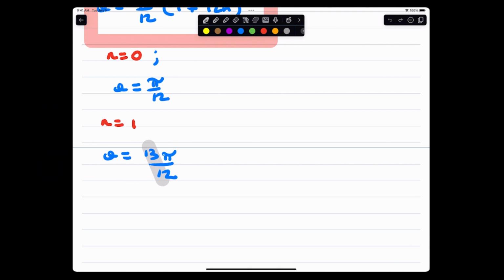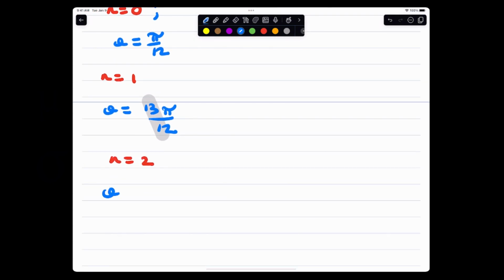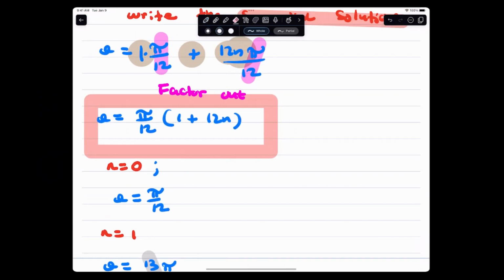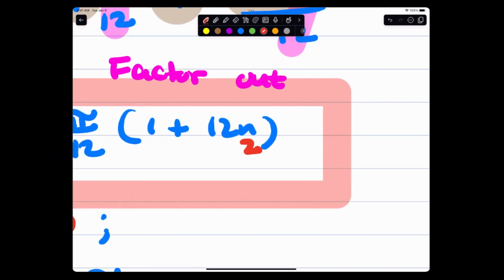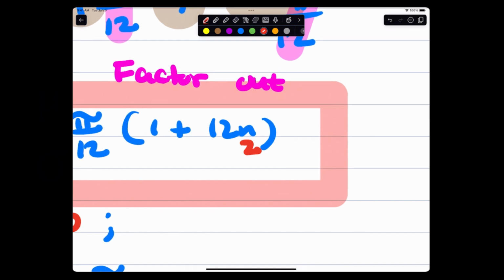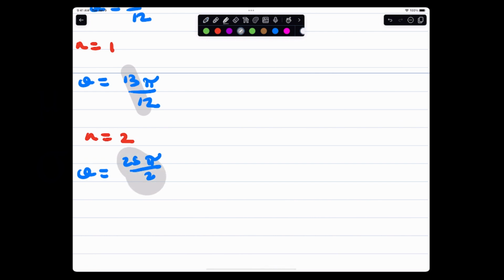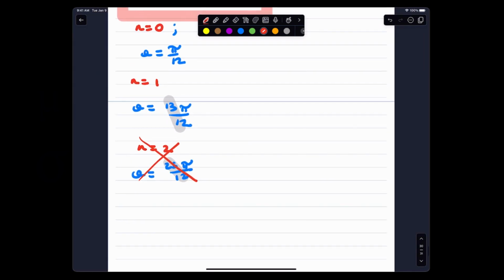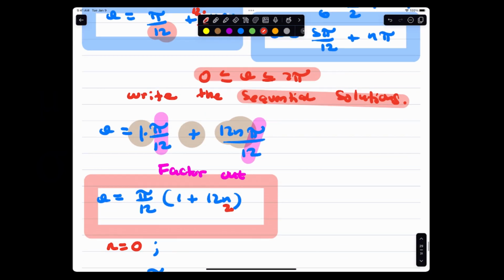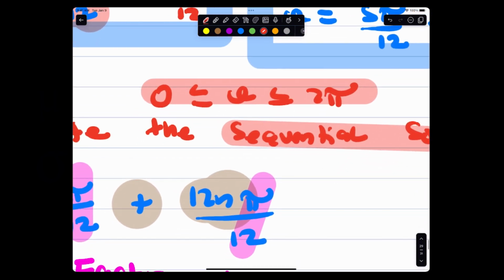Now let n be what number? Keep going. Let n be what? 2. What is your theta going to be? If n is 2 now, what's that going to be? 2 times 12 is what? 24 plus 1 is? So this is now going to be 25 pi over 12. What do you guys know about that ratio? Isn't that bigger than 2? So what does that mean? Throw it out. That solution is not in your restricted domain because they want solutions where? Between 0 and 2 pi, ladies and gentlemen.